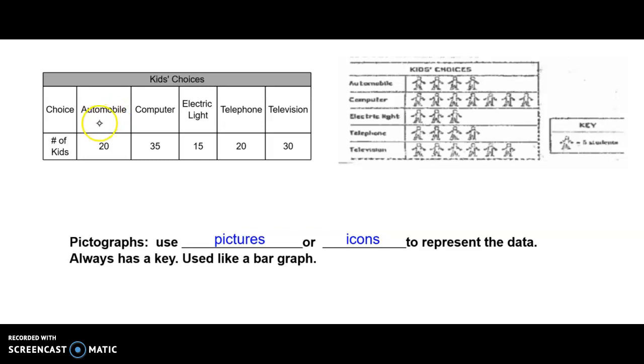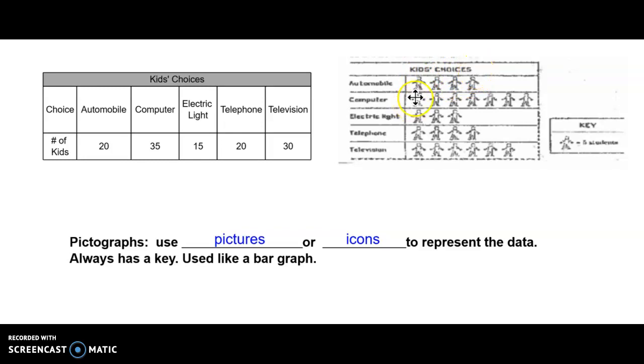I'm not sure why the kids were choosing automobiles and computers and electric lights and stuff like that. But you'll notice that the numbers in the data table are a little different than the pictures. For an automobile, it says there's 20 kids. When I look over here at automobile, there's only 4 little icons of this little person. Well, that's because there's a key over here and it says that each little person represents 5 students. So this does show 20 because 5, 10, 15, 20. So automobiles, there were 20 kids, so I needed 4 little people to represent 20.